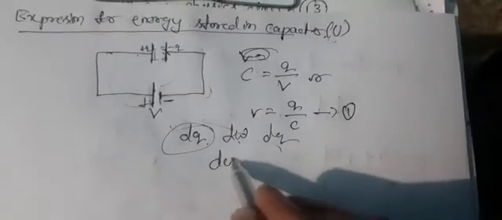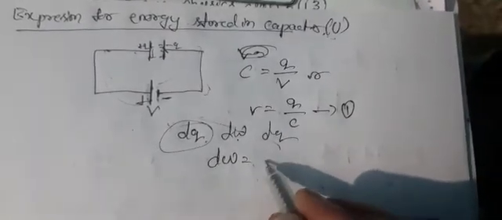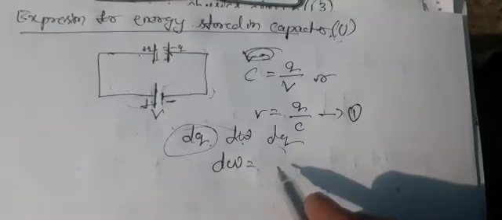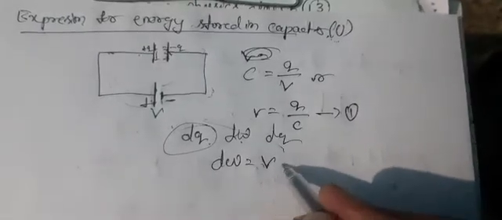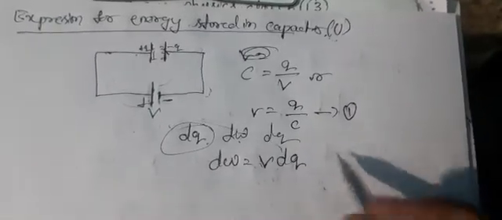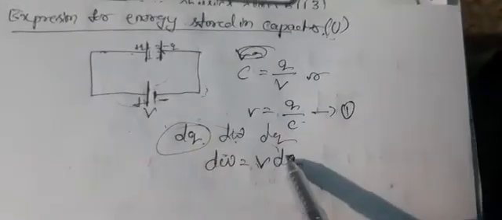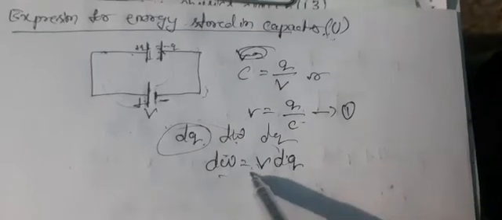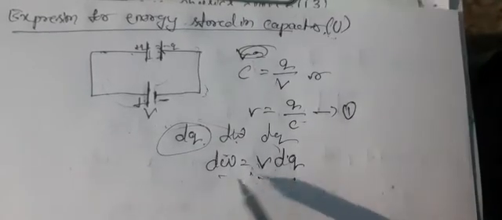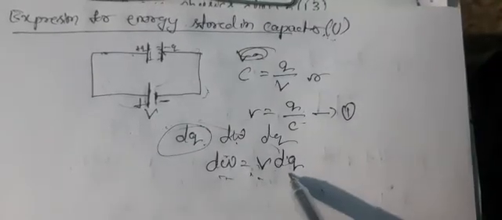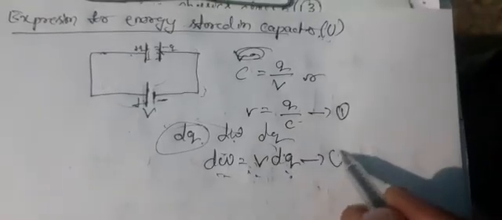That is dW, the work done. The charge of this circuit is dq, the potential difference is V, so dW is equal to V into dq. That is the definition of work done. The work done in transferring a charge dq is given by dW = V dq. That is called equation number 2.